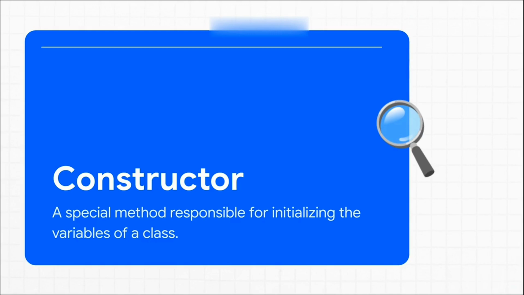Think of it like the foreman on an assembly line. The second you say, hey, I need a new object, the constructor jumps into action. It's this special method, and its one and only job is to build that object and get it ready to go. It initializes everything so it starts out in a perfect, predictable state.